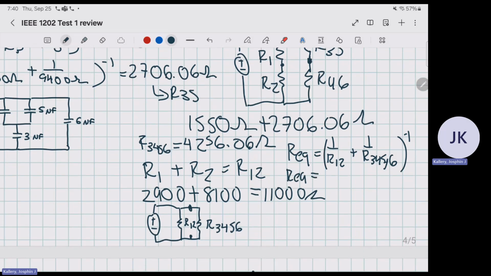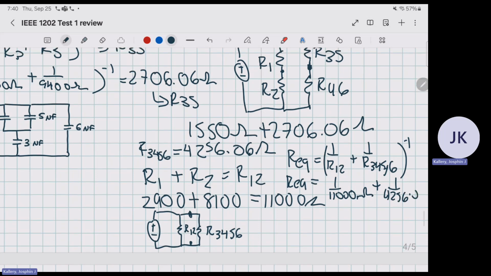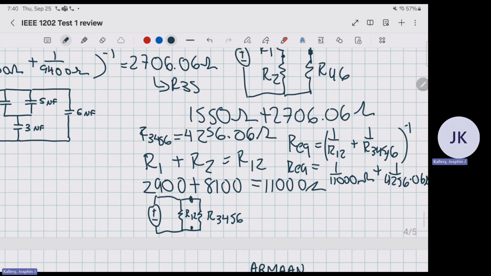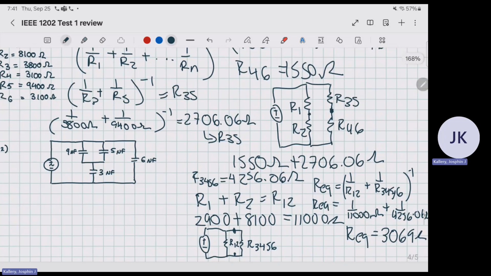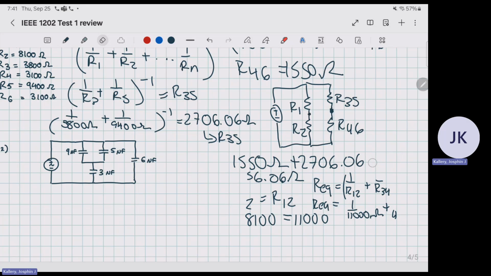Req equals 1 over R12, which is 11000 ohms, plus 1 over 4256.06 ohms. And then Req will equal 3069 ohms. Make sure you guys know this because this will 100% show up on the exam, and it is something important that you need to know for the exam.